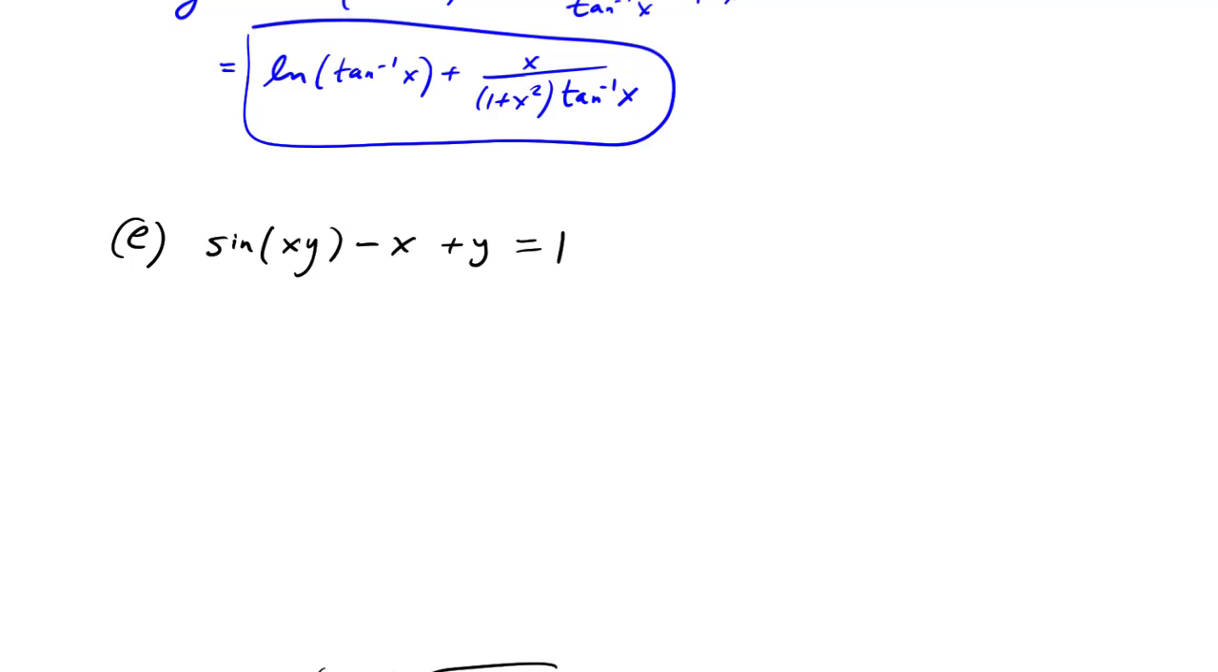Okay, so in this one, I see sine of xy minus x plus y equals 1. And I notice that because the y is embedded in the equation here, I'm going to need to use implicit differentiation.